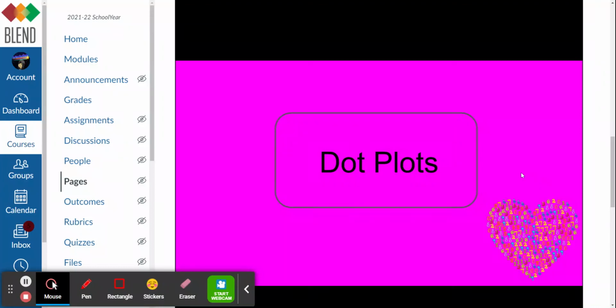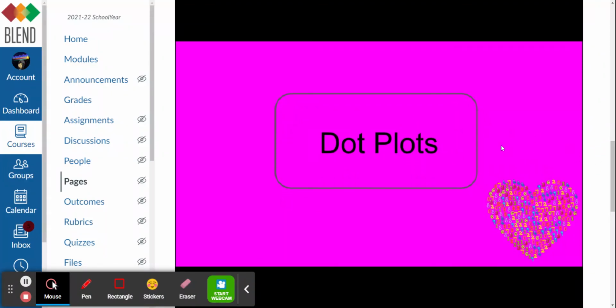Hello, hello. We're going to take a look at dot plots today. We kind of took a little look at them yesterday, but we're going to take a couple steps further into the world of dot plots. So far this week, we've looked at frequency tables where we have numbers that represent data. Then we looked at bar graphs where we have those bars that represent data.